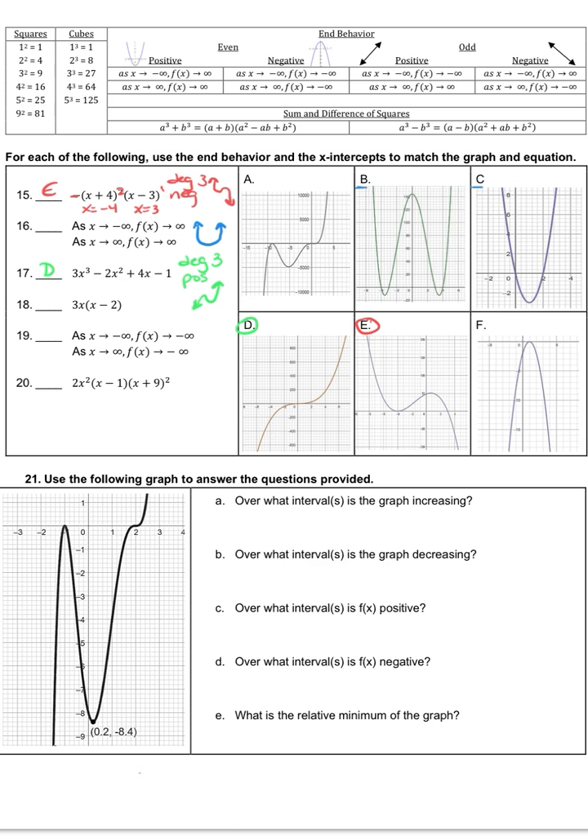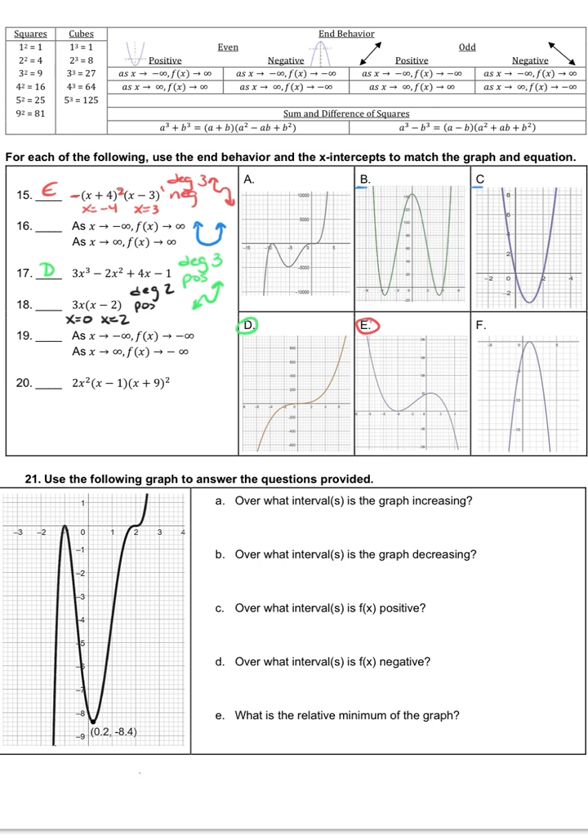And then the next one I know is a degree of 2, and it's positive, and it has an x-intercept at 0 and 2.